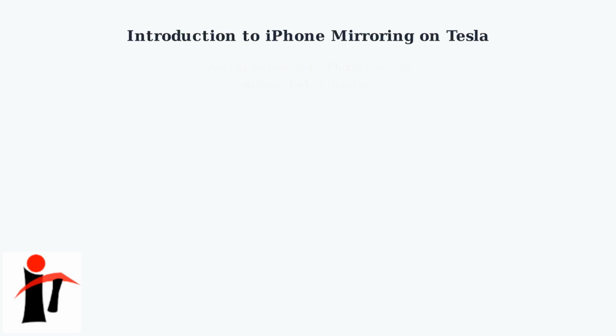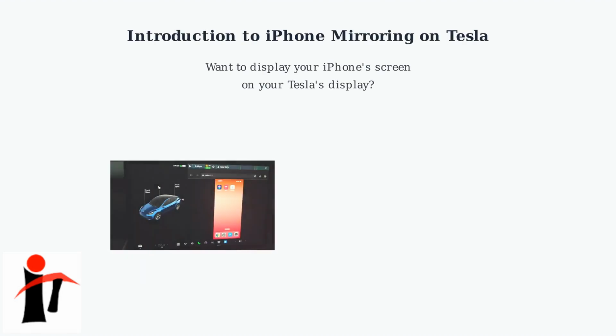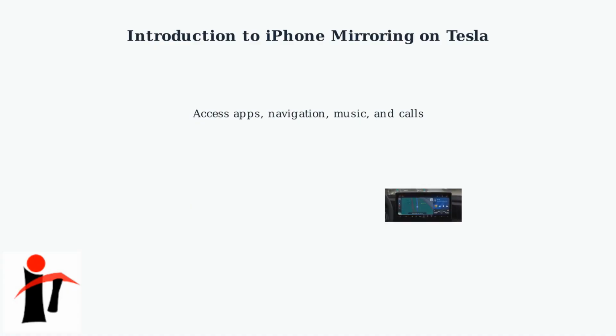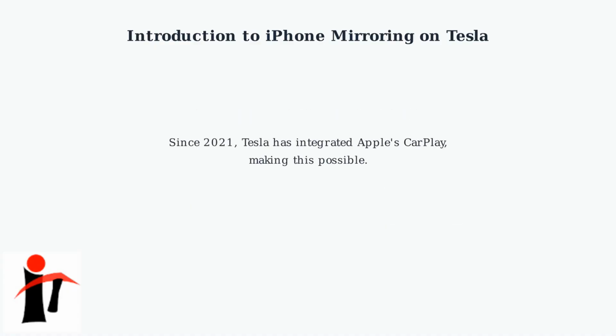Want to display your iPhone's screen on your Tesla's display? This is called screen mirroring, and it's easy to set up. It allows you to access apps, navigation, music, and calls directly from your iPhone on your Tesla's touchscreen. Since 2021, Tesla has integrated Apple's CarPlay, making this possible.